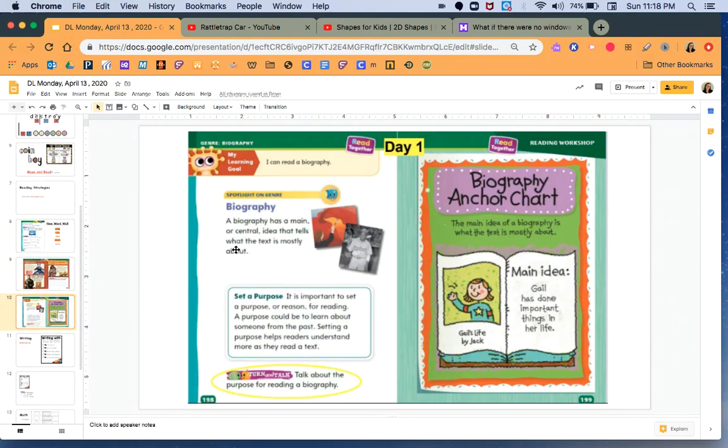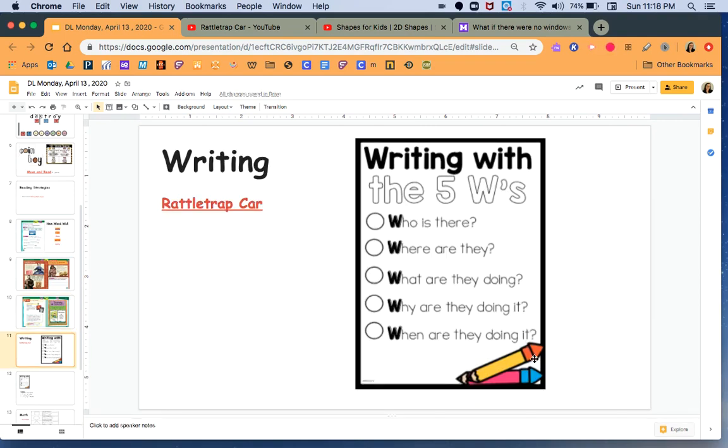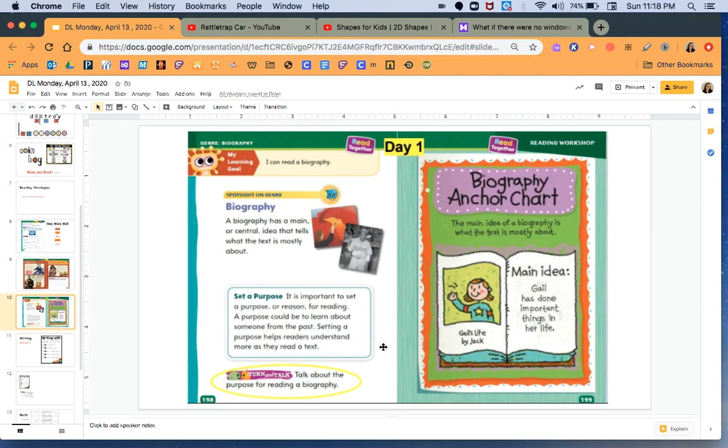So we're continuing on with our biography. So I just want to read you your biography anchor chart. And so the main idea of a biography is what the text is mostly about. And so the text main idea is Gail has done many important things in her life. So this biography right here is going to be about a girl named Gail, and it's going to tell about the most important things in her life. A biography has a main or central idea that tells what the text is mostly about. And so when we talked about those biographies, they're going to be about real people.